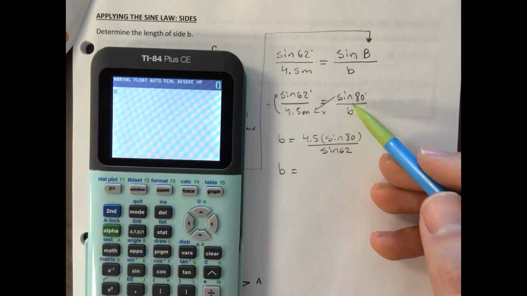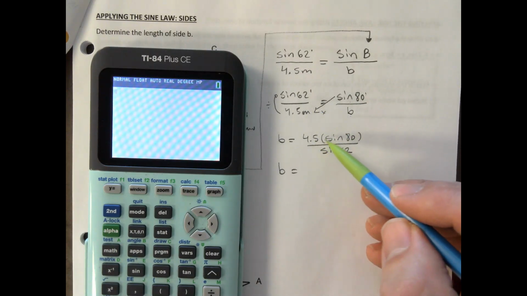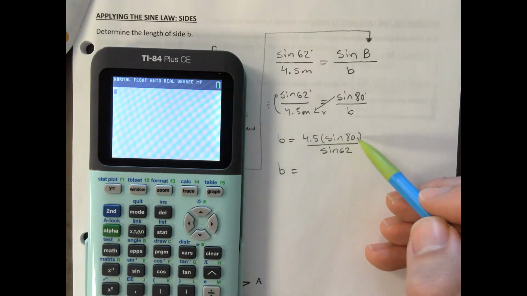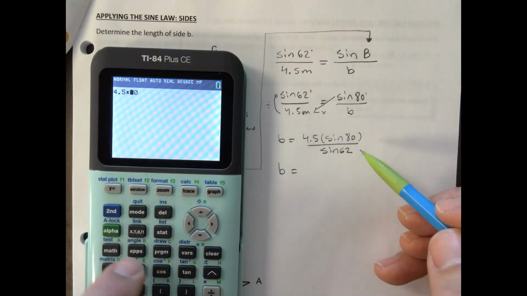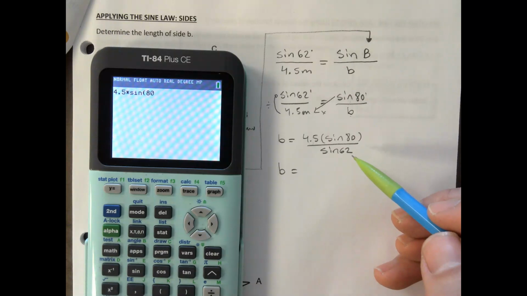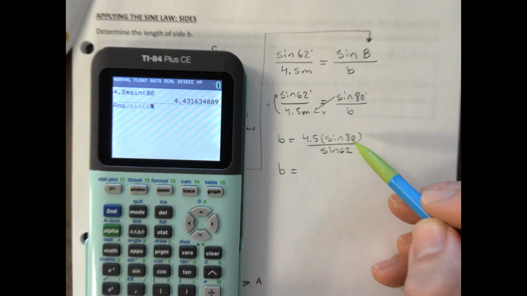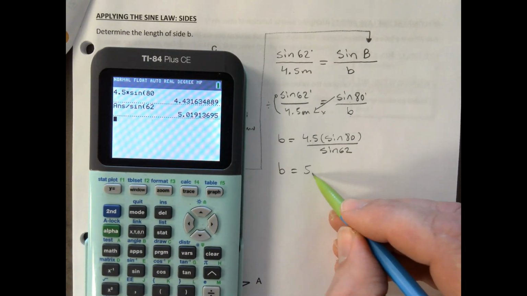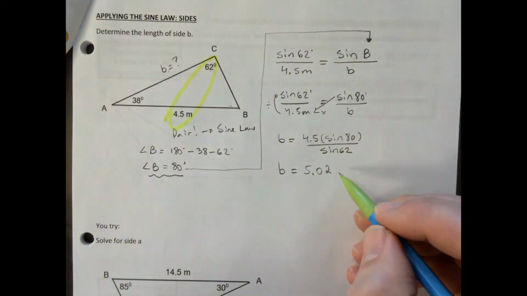If you're asking yourself why don't you go sine of 80 times 4.5, it doesn't matter. They're multiplying. That's all that matters. I tend to put the number in front of sine so it doesn't mix up the 80 and the 4.5. That's the only reason I do that. If you do it this way, you don't need to close the bracket. So there's sine of 80. I hit enter at this point. And then I go divided by sine of 62, because then you don't have to close the bracket. So that's 5.02, and we are in meters.